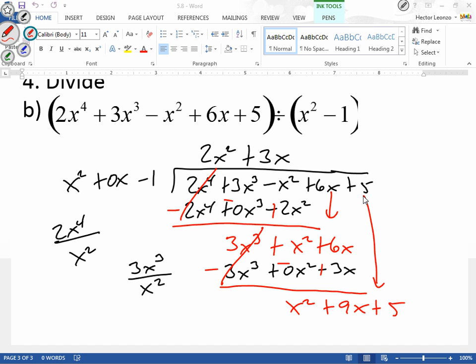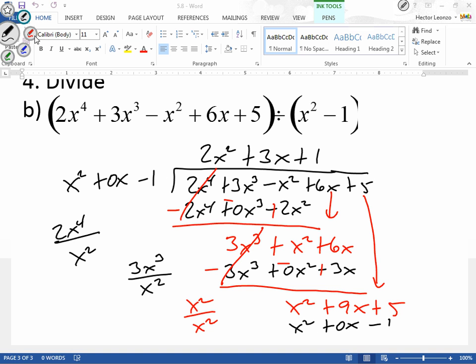So now for the next thing, I'm going to think of x squared divided by x squared. Remember the first term divided by the first term here. X squared divided by x squared is 1. So 1. Multiply the 1 to everything on the outside. So 1 times x squared, I get x squared. 1 times 0x, I get 0x. 1 times negative 1, I get negative 1.